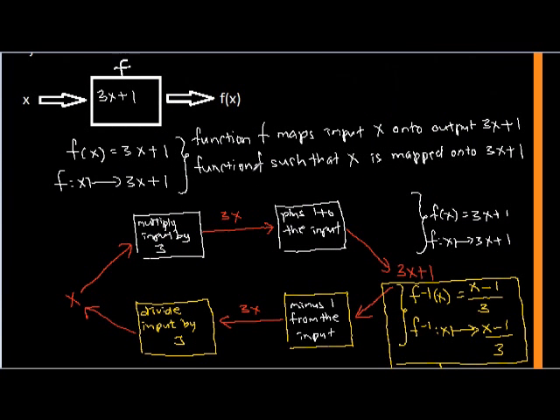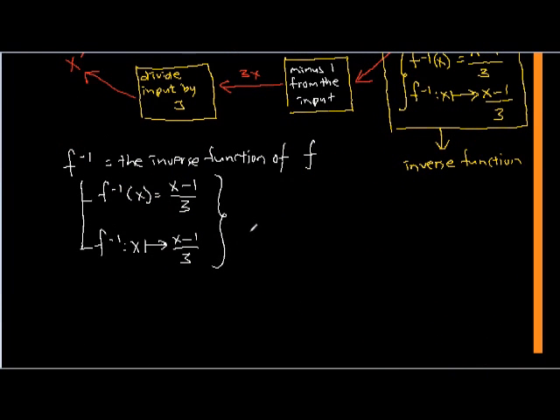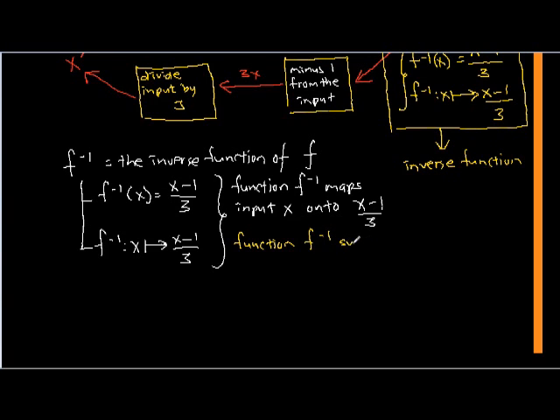so this is quite similar to the notation for function f, where both can be interpreted as function f negative 1 maps input x onto (x minus 1) over 3, or in a formal way, function f negative 1 such that x is mapped onto (x minus 1) over 3.